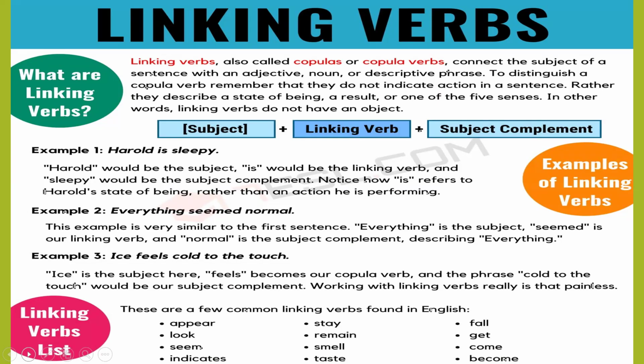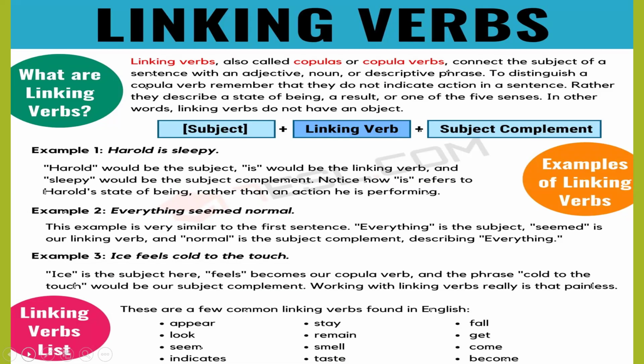Linking verbs, first point: they do not indicate action in a sentence. Second point: linking verbs do not have an object. Third point: linking verbs describe a state of being, a result, or one of the five senses. Example, Harold is sleepy. Harold is the subject, is is the linking verb, sleepy is the subject complement. Second example, everything seemed normal. Everything is the subject, seemed is our linking verb, and normal is the subject complement, describing everything.